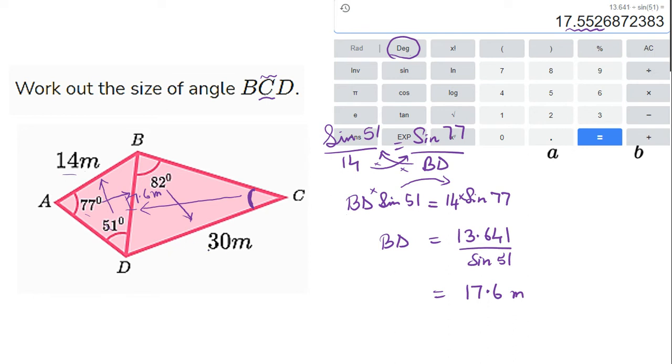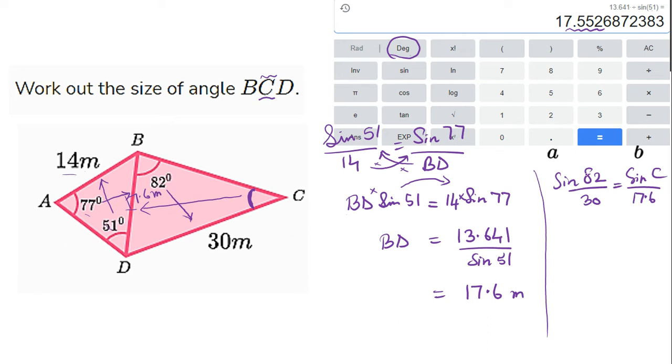Now it becomes a little easy to solve for my angle C, because I have my angle 82 and the length right opposite to that is 30, and I have my angle C and the length right opposite to that is 17.6. So now I can simply use the sine rule again: sine 82 over 30 equals sine C over 17.6. I don't know what my C is. I could also label it as X or Y or whatever, but I could just keep it as C.